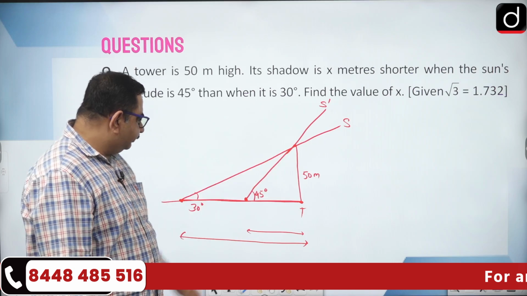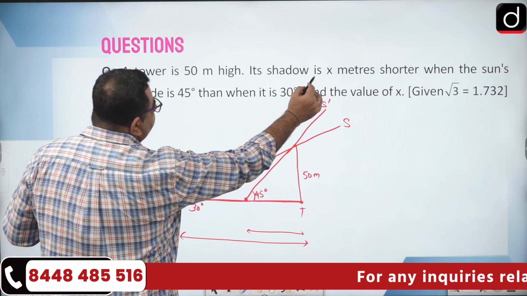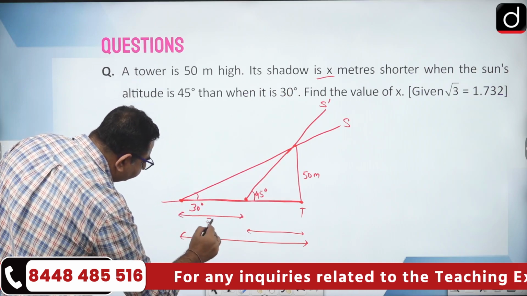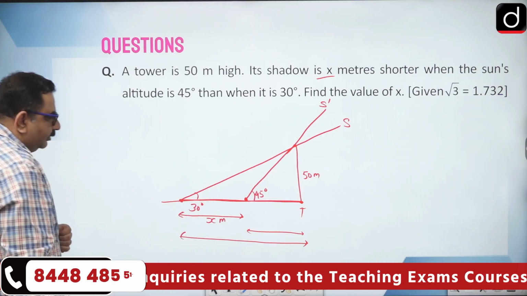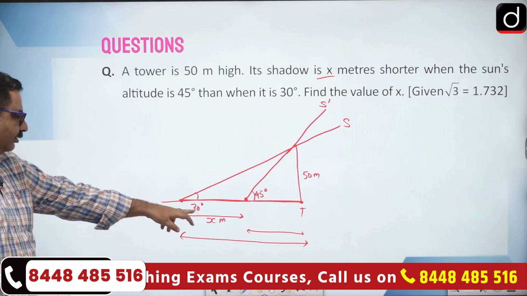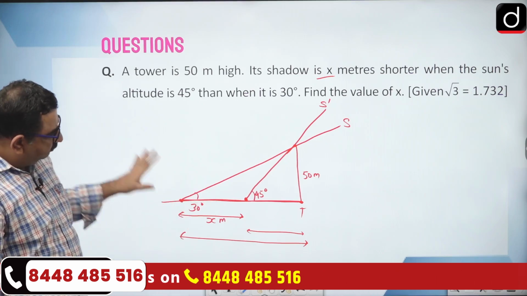So here you can see x meter shorter. So this length is x meter. We have to find the value of x. So we have made the diagram.